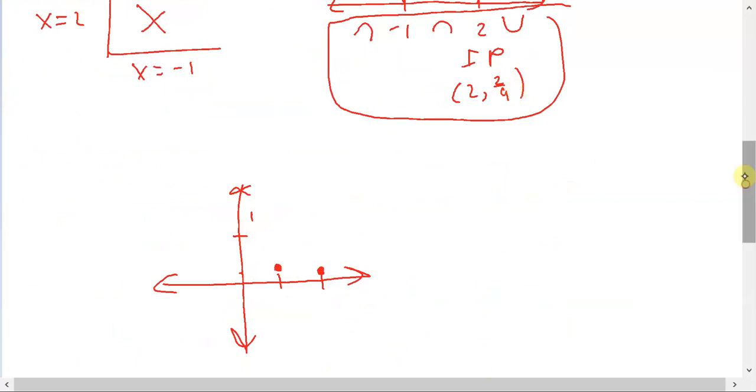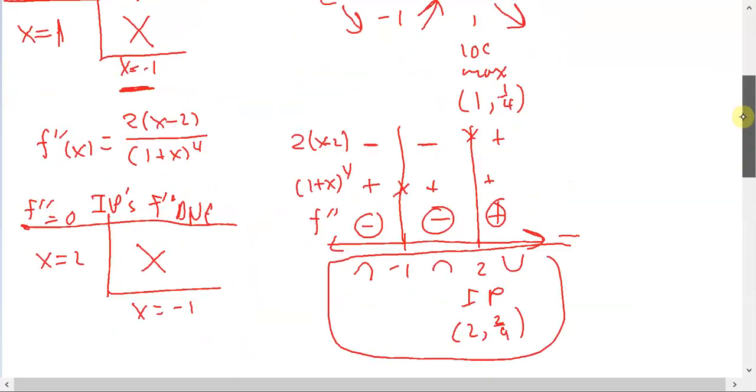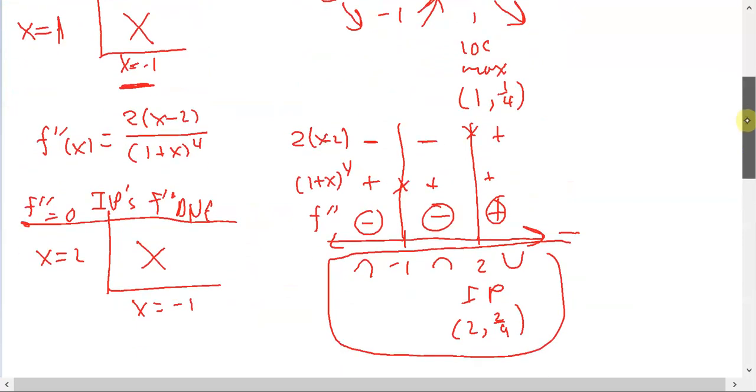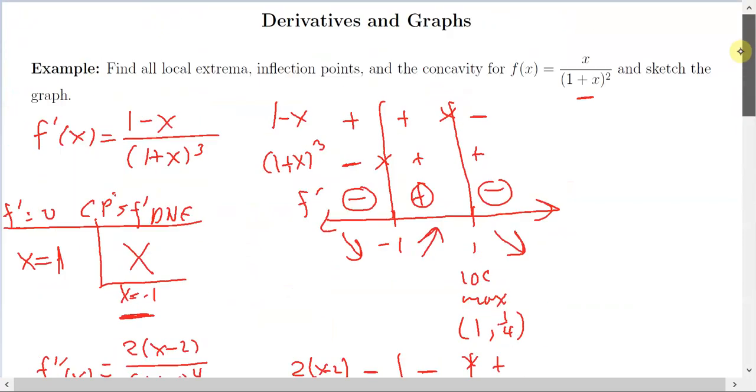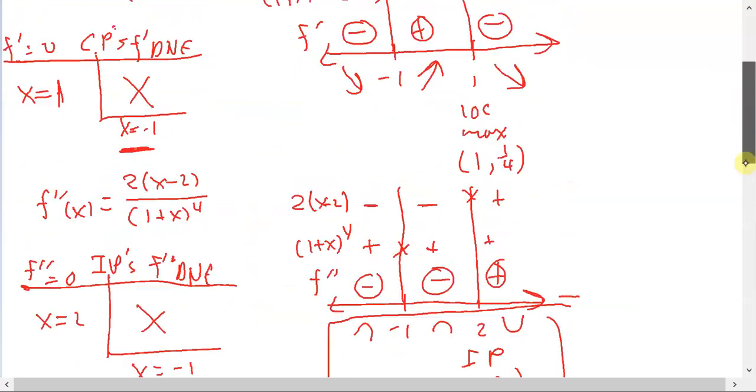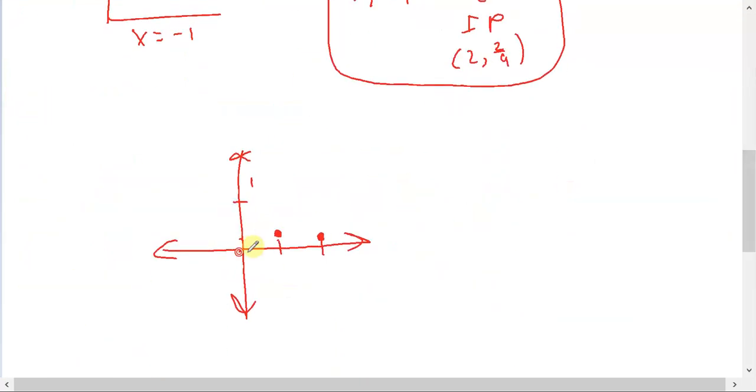2/8 would be 1/4. And then I don't have any other points on my graph. I can always pick some more points and plug them in. For example, you can easily plug in 0 and see that that's going to give you 0. So, might as well get a free point.